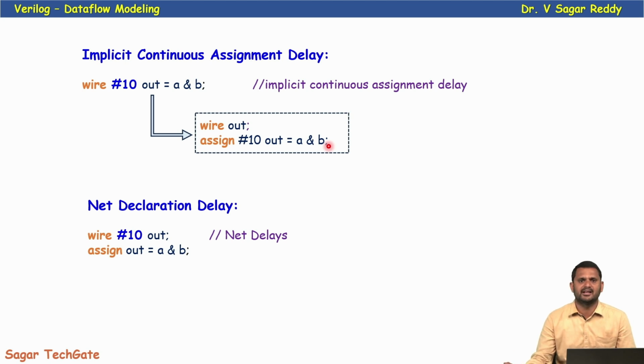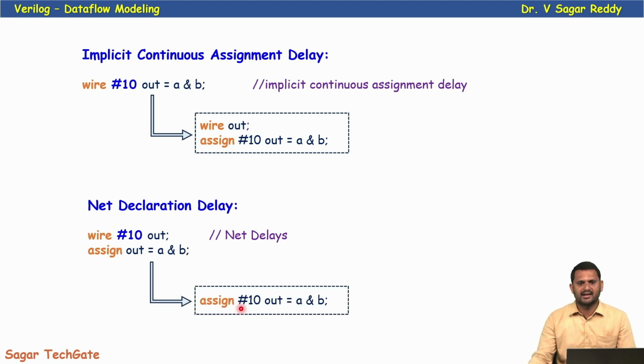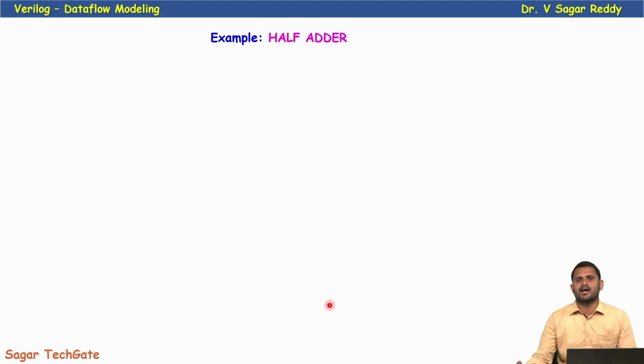These are the three different delays used in the continuous assignment, especially in the data flow modeling style. So now we can write assign #10 out = A and B. Both are the same only, right? Right. So, example for half adder.